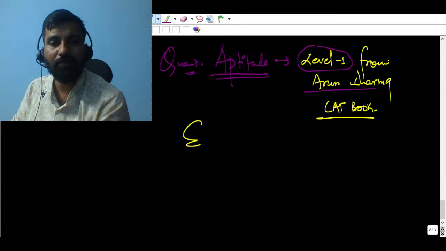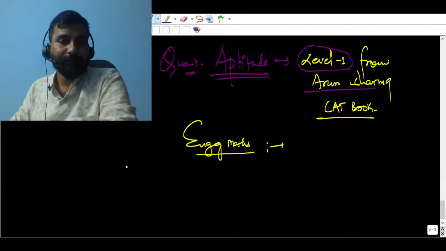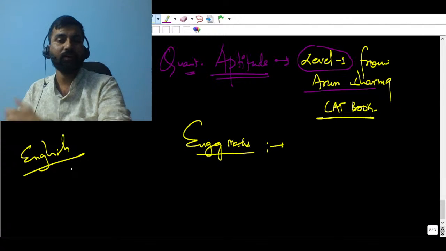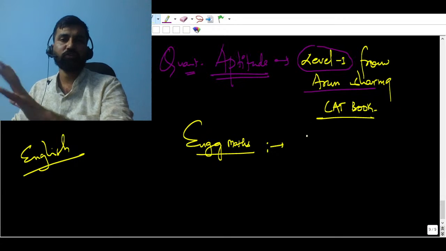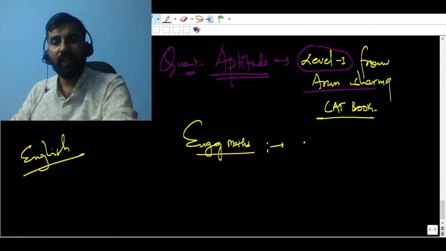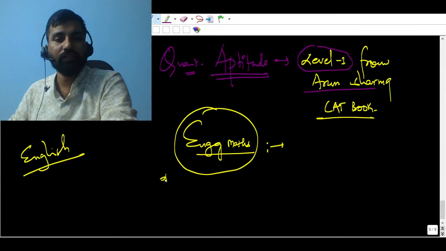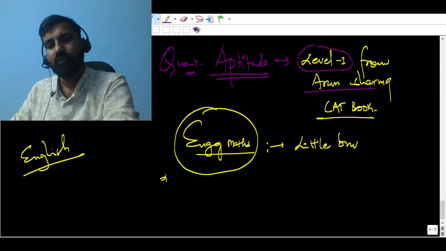And you can also prepare English from the book Word Power Made Easy by Norman Lewis. For engineering mathematics, I'm not going to pick up any book. I will only tell you brief concepts, followed by some PYQs. So you don't need any book for engineering mathematics, you just need a little brush up, and then problems.